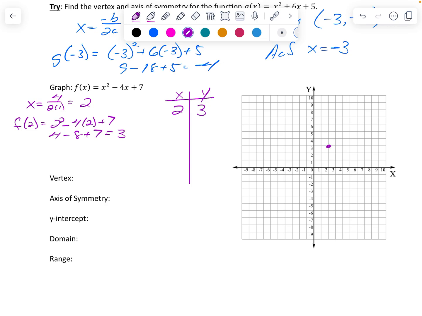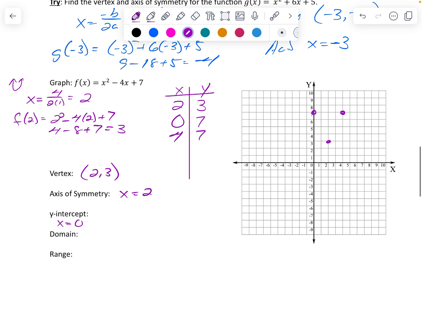2, 3 here. Okay. Is it going to point up or down? It's going to point up, right? So we know it's going to point up. Here's my vertex, 2, 3. My axis of symmetry is x equals 2. Oh, y-intercept. That's when we let x equal 0. If x is 0, y is 7. So 0, 7. Now we know it's symmetric. So two spaces to the left, we're at 7. 2 spaces to the right from the vertex, we're at 7. So we know 4, 7 is also a point.